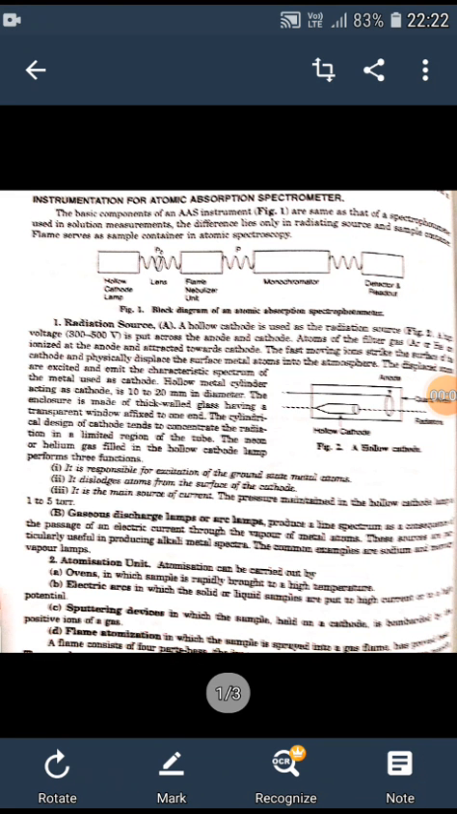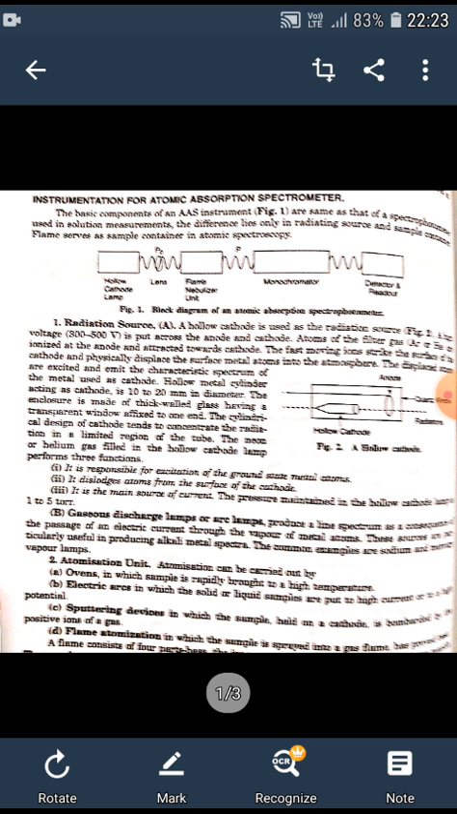Instrumentation used in atomic absorption spectroscopy. The basic components of an atomic absorption spectrometer are shown in the figure. The difference between an atomic absorption spectrometer and that of a spectrophotometer, which is used in solution measurement, lies only in the radiating source and the sample container. The different parts of the atomic absorption spectrometer instrument are as follows.